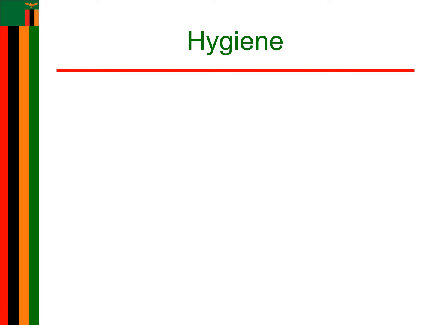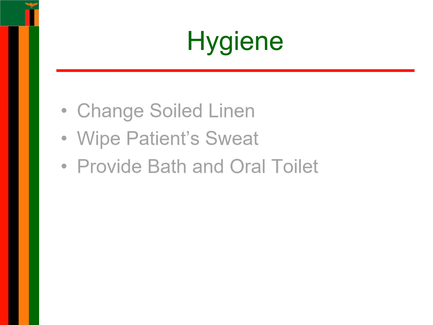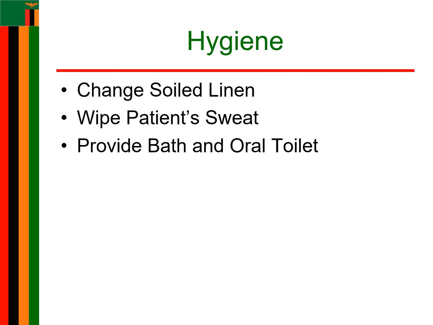Okay, so apart from the psychological care, you also need to look at the hygiene of the patient. So you need to change the soiled linen to promote comfort and also wipe off the sweat from the patient, ensure that the patient is nursed in a clean environment, and also as the condition improves, give a bath to the patient so that it improves blood circulation as well as comfort of the patient.